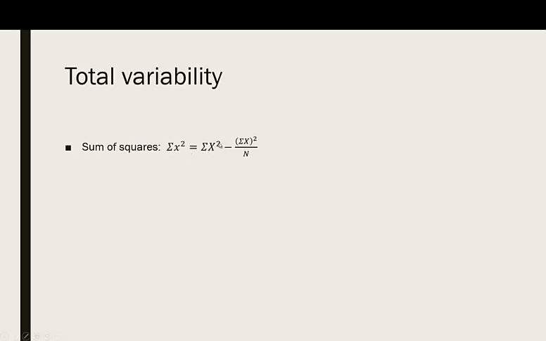The sum of x squared minus the quantity sum of x, squared, over n. And we can input the data that we can get from our table, and we're going to call this the sum of squares total.